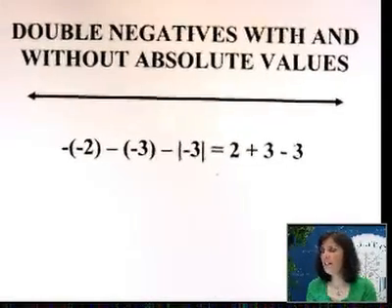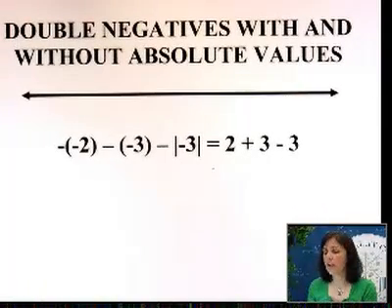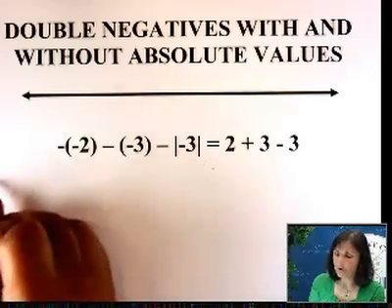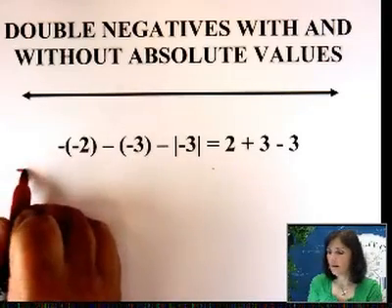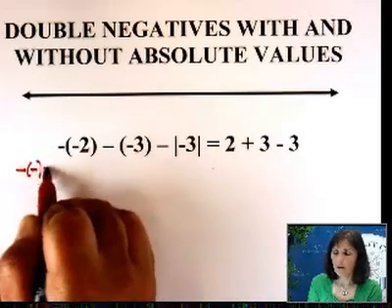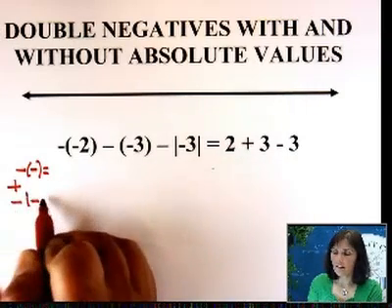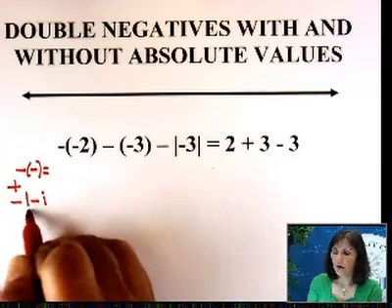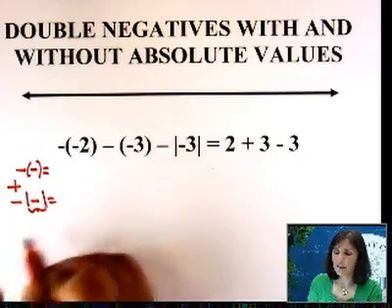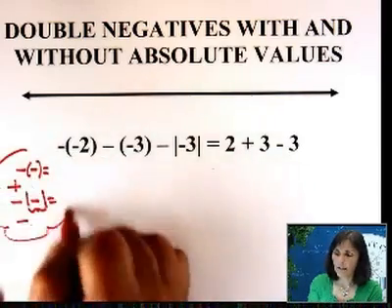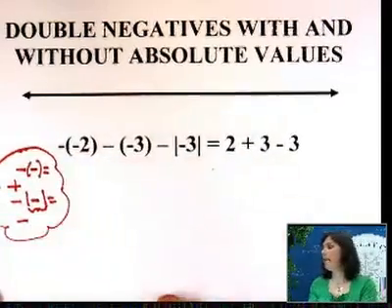Okay, double negatives with and without absolute values. Let's put it together. You have to remember, when you see this, that's a positive. But when you see this, the absolute value, that means a negative. So you have to kind of remember that. So let's do that.